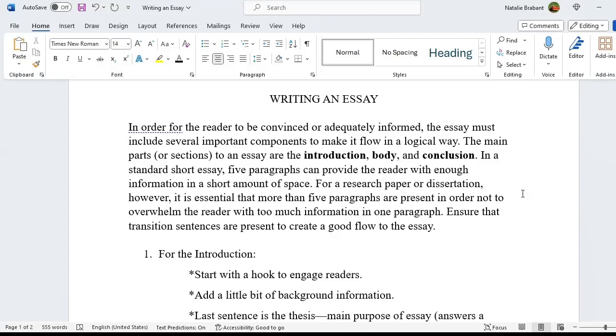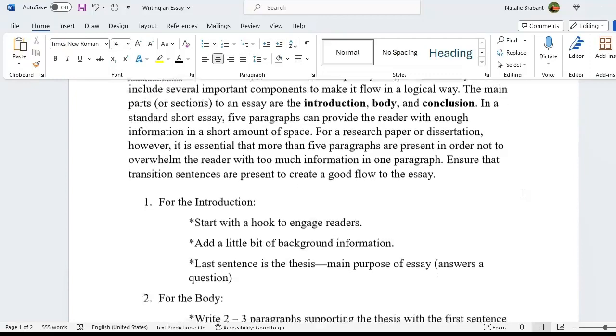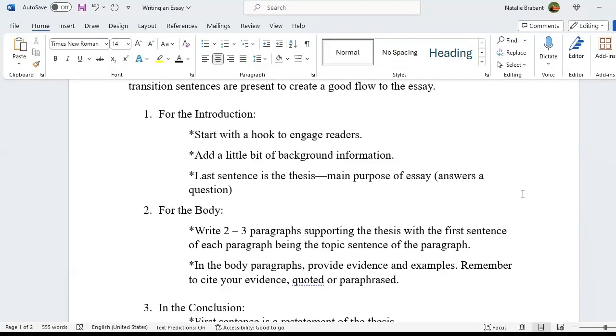Ensure that transition sentences are present to create a good flow to the essay. For the introduction, start with a hook to engage readers. Add a little bit of background information about the topic. And the last sentence in the introduction is the thesis. This is the most important sentence. It's the main purpose of the essay, and it answers a question.